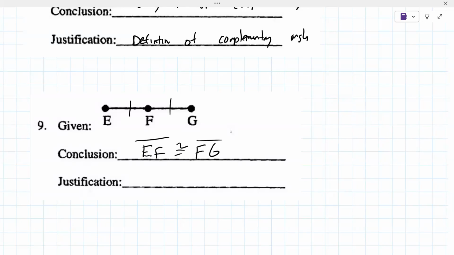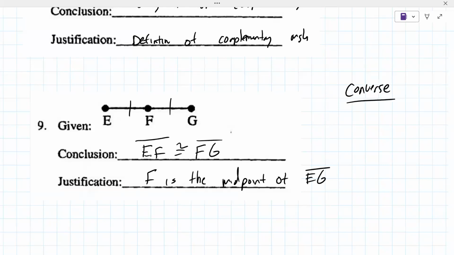And that's why I think we're missing something there. I'm not sure though. The justification would be that F is the midpoint of EG. Now, this is where this whole converse thing keeps coming into play, and that's why I asked you in that previous problem, because this is really a converse thing.